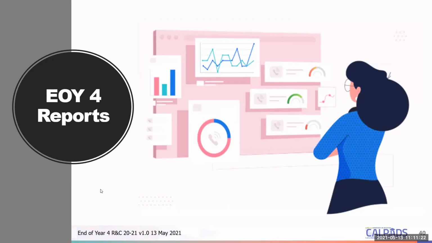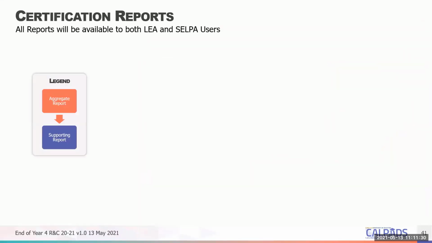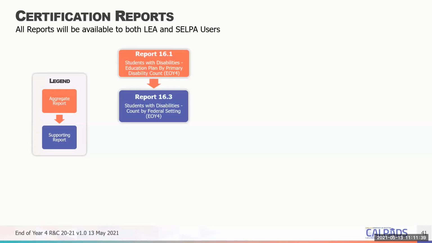These are the same reports that you certify for in year one, with the exception of the two new ones, 16.9 and 16.10. And so we have this map Chiron usually makes for us to help tell us the report relationships. Of course, the orange are always the aggregate reports. These are the ones that have to be certified.